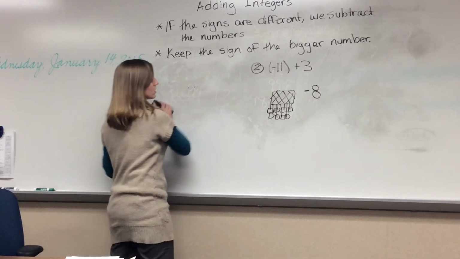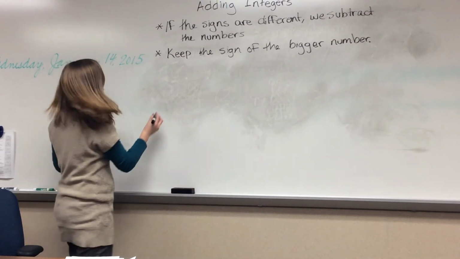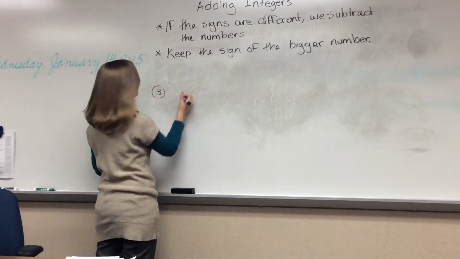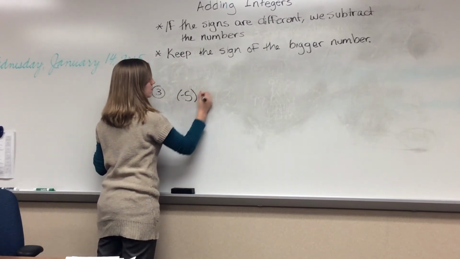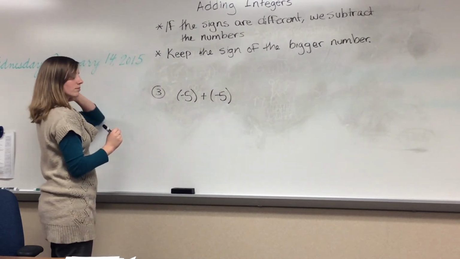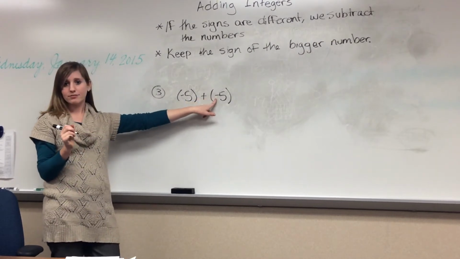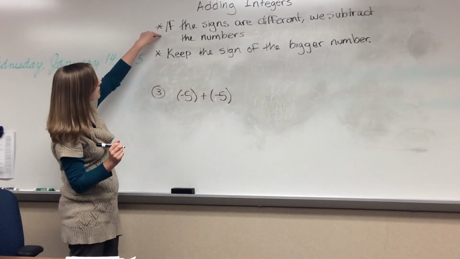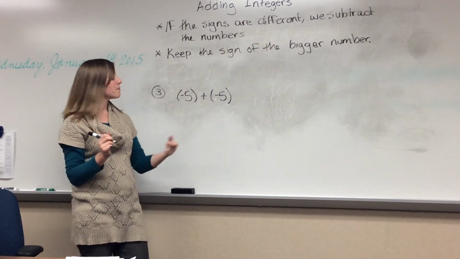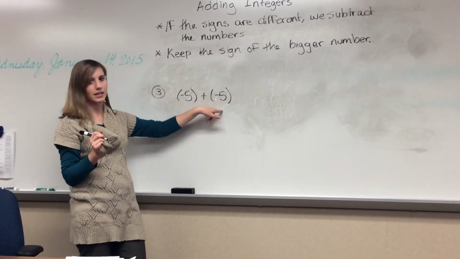Let's move on. Let's take a look at number 3. Number 3, you should notice that one's a little bit different. We have negative 5 plus negative 5. All right, what's different about this is they are both negative. Okay, my rule up here says if the signs are different, I'm supposed to subtract. But they're not different. My signs are the same. This is a negative 5, this one's a negative 5.